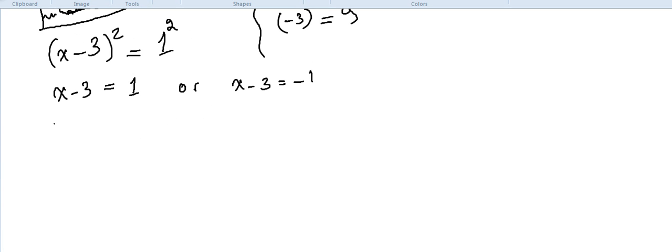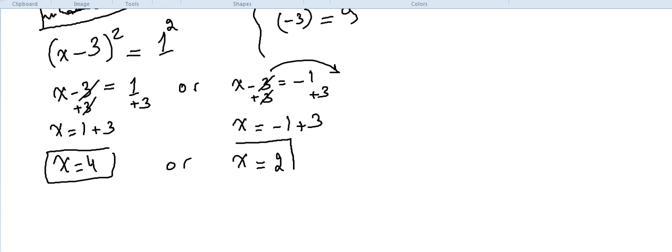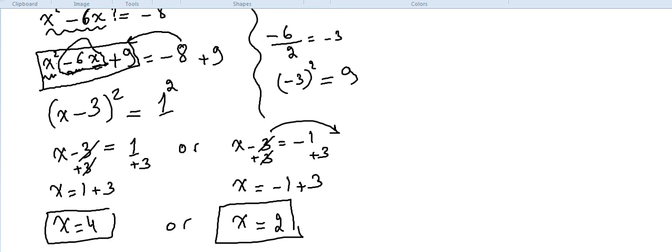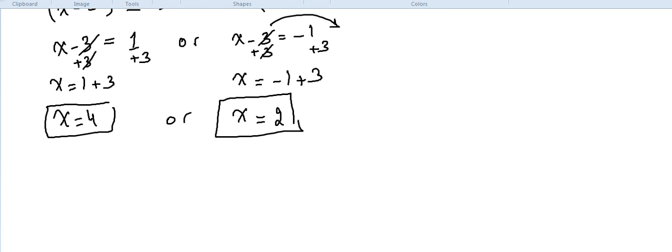Simply, what do we have now? x is equal to 1, and minus 3 to the other side will be plus 3, or for sure you know that we can add 3 to both sides, the same procedure. So x is equal to 4, or x equals minus 1 plus 3, so x will be equal to 2. I found the two roots that make my equation equal to 0, which is x squared minus 6x plus 8.